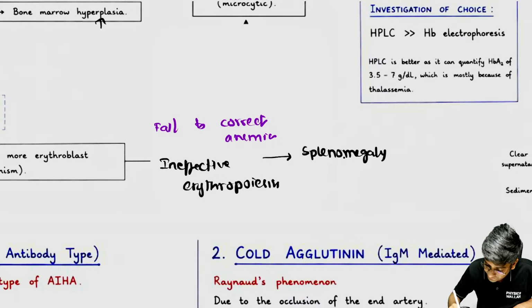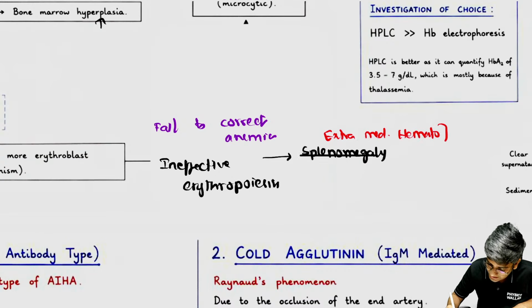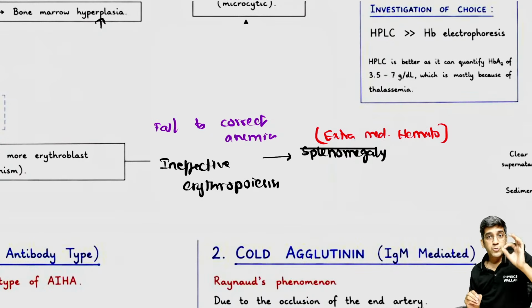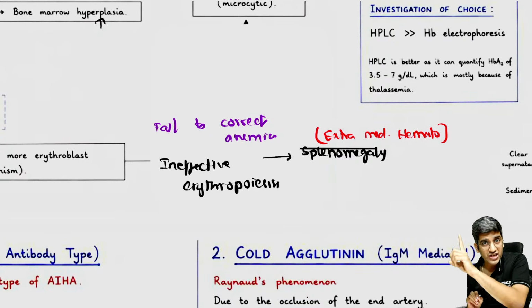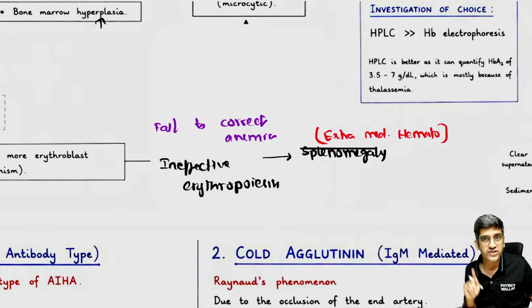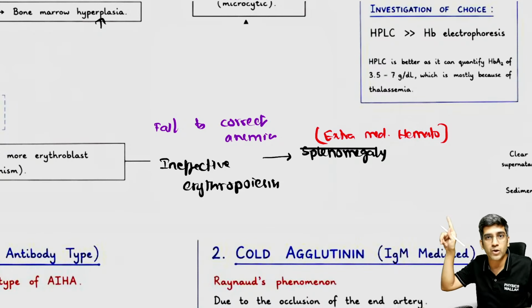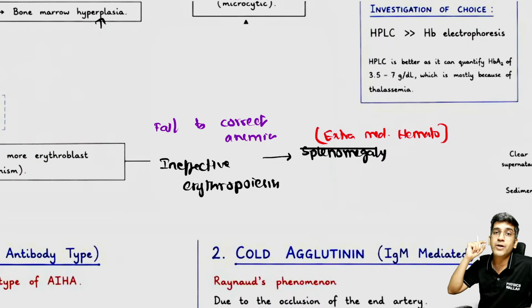Okay, this is a very, very important question. This is due to extramedullary hematopoiesis. It's a very important reasoning why question. Splenomegaly normally is seen in extravascular hemolysis. In thalassemia, there is no extravascular hemolysis. The hemolysis happens in the bone marrow, intramedullary. In spite of that, you have splenomegaly because of extramedullary hematopoiesis.